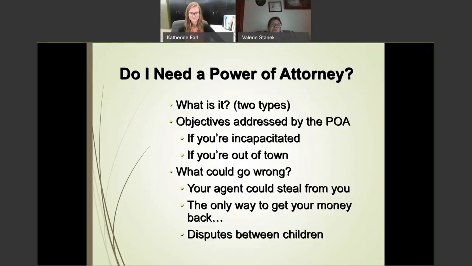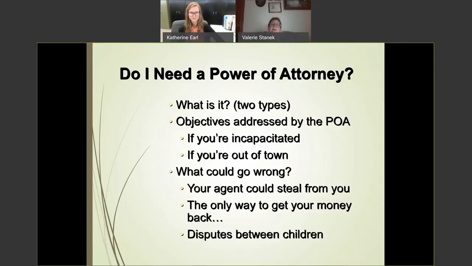So what is a power of attorney? A power of attorney is a document that gives the authority to someone else to manage your assets while you're living. A power of attorney dies when you do. So power of attorney does not last into the period past your death. Once you pass away, then your will takes over, and the executor of your will is the person who handles your assets.